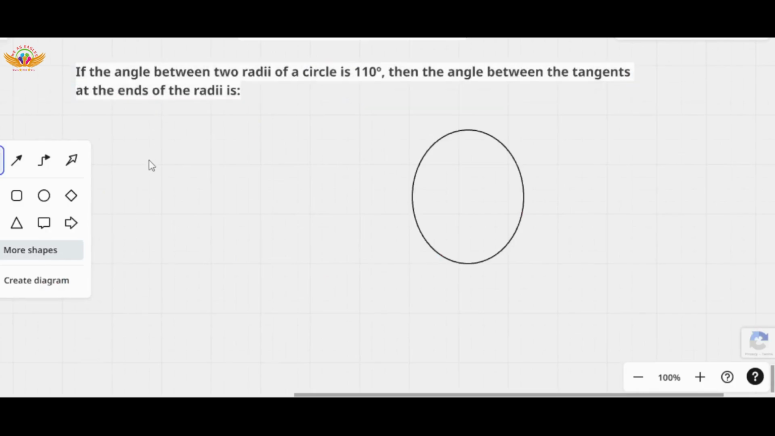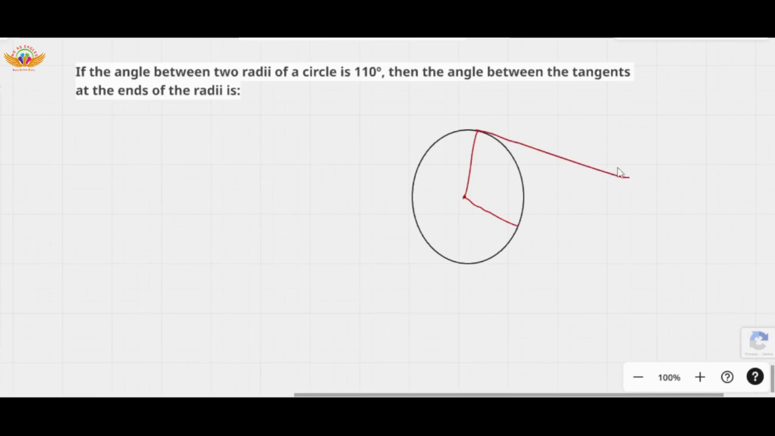Let us draw. If the angle between two radii of a circle is 110 degrees, then what is the angle between the tangents at the ends of the radii? First of all, draw the radius. Let me draw this as my radius and this is also my radius. Now, touching these two points, I am going to draw two tangents. This is my one tangent and this is my other tangent. This is the external point T. Let me take it as P, T, and this is my center O and this is my Q.